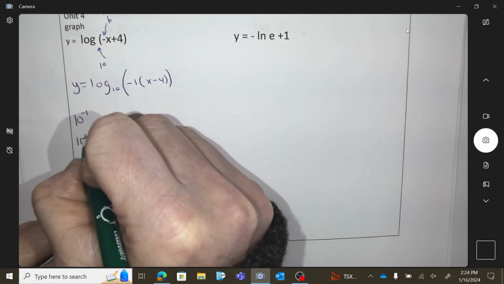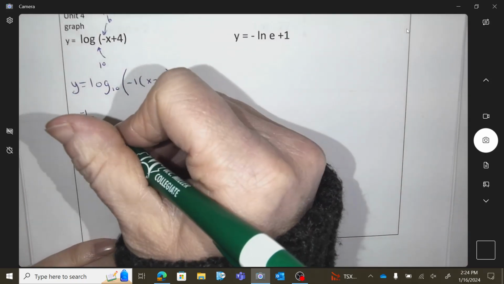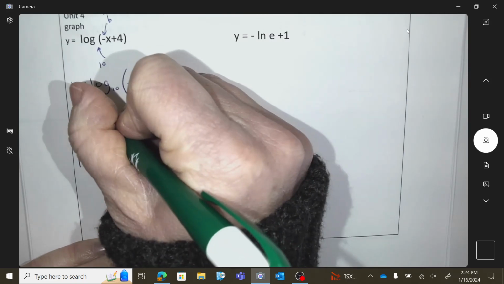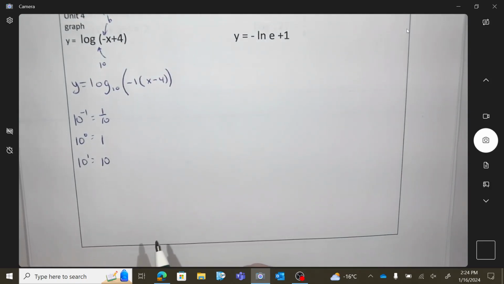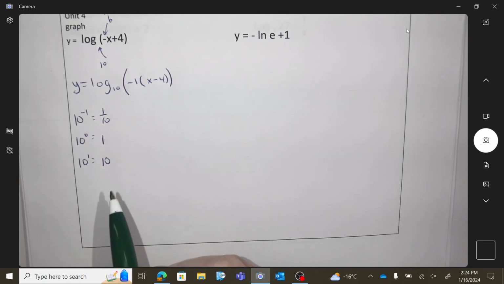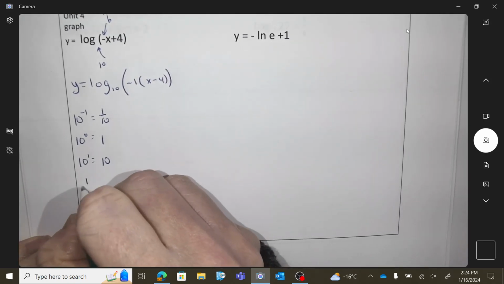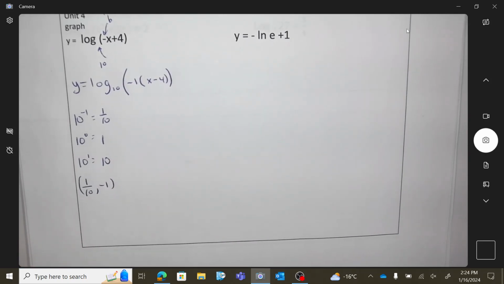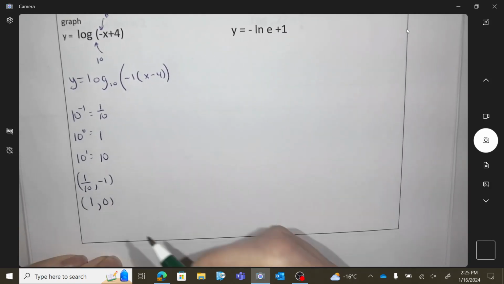10 to the negative 1, 10 to the 0, 10 to the 1. Give yourself 3 points. What is 10 to the negative 1? 1/10. How do you write the points when it's a log? Do you do exponent comma result or result comma exponent? Result comma exponent. It's backwards, so it's output comma input, right?